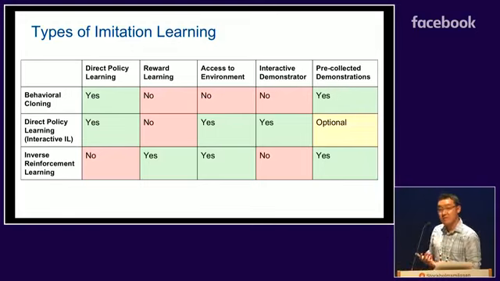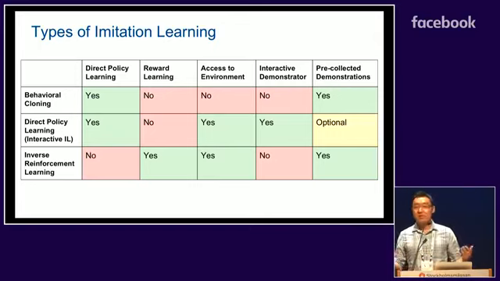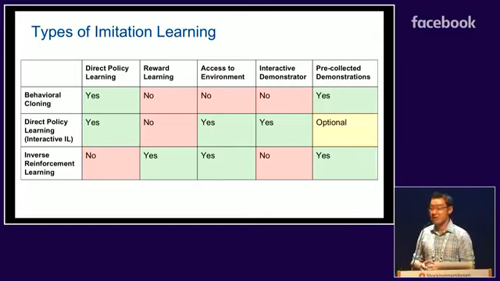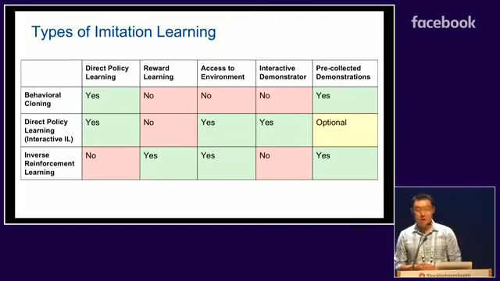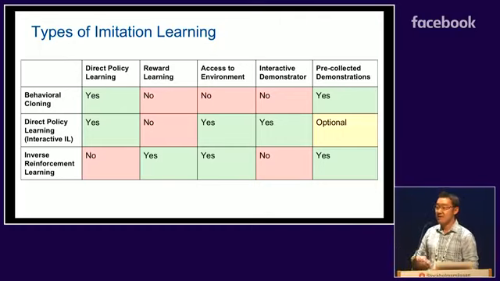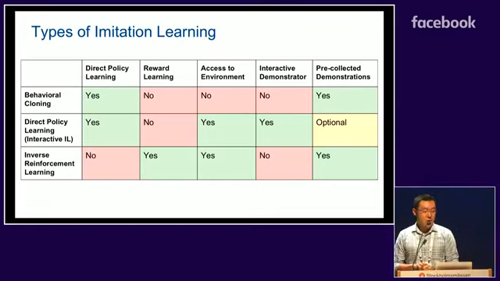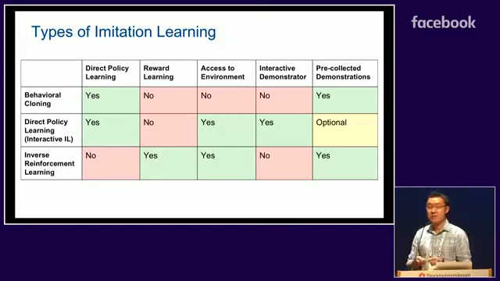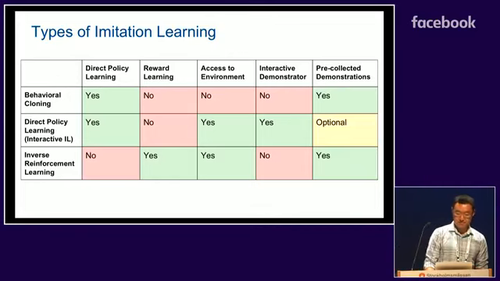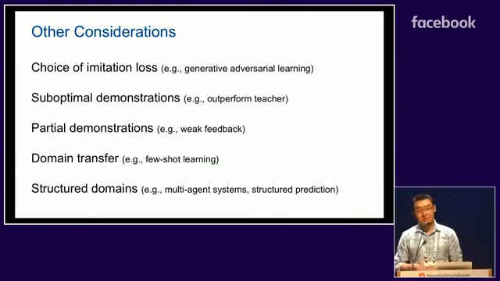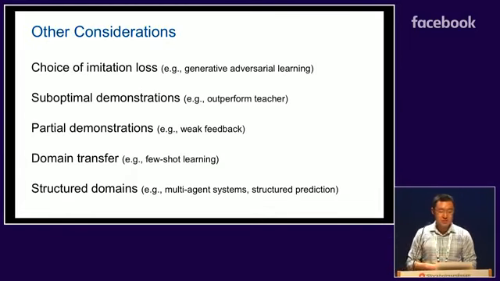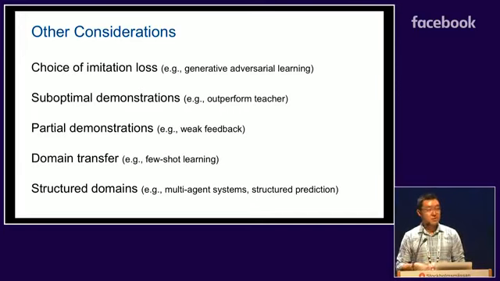Behavioral cloning is quite simple in that it doesn't require access to the environment. We simply take the pre-collected demonstration data and we apply supervised learning. That's it. The other two require access to the environment to roll out a policy and then collect feedback. Only interactive direct policy learning requires an interactive demonstrator to be available during training. The other two, behavioral cloning and inverse reinforcement learning, can operate purely on pre-collected demonstrations. So there are a number of other considerations, such as choice of loss functions, when the teacher is suboptimal or partial due to size of the state space and action space, domain transfer, structured domains. We'll touch on a number of these issues in the second half of the tutorial.